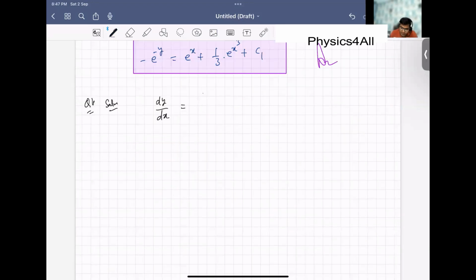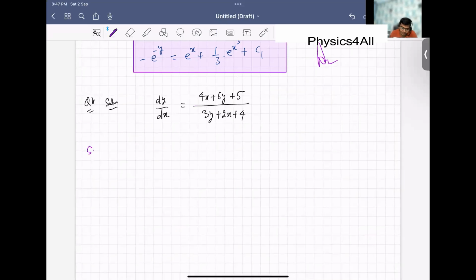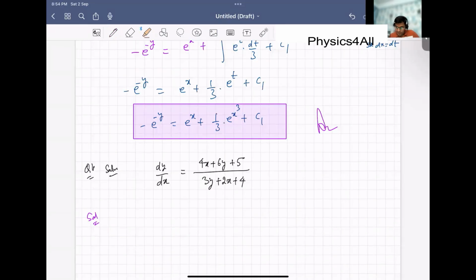dy by dx is 4x plus 6y plus 5 divided by 3y plus 2x plus 4, right? Solve it. Like you can see here 4x plus 6y and here 3y plus 2x. So if I take the 2 common in the numerator, it becomes 2x plus 3y, which is same as the denominator given. At least this term is same in the numerator and denominator. So I can put 2x plus 3y is equal to some z, right?